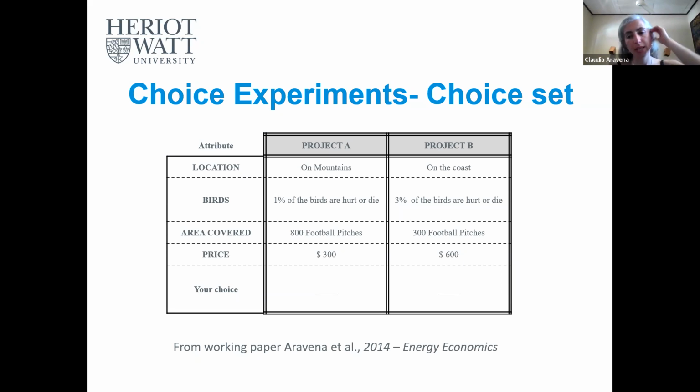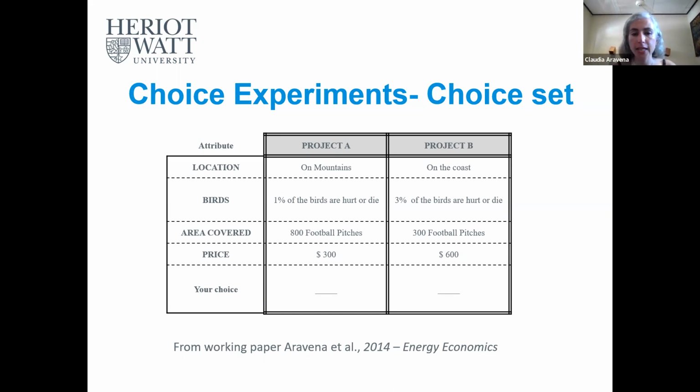So for example, let's look at this choice set. This is a choice set I used for one of my research projects on wind power development. You have two projects here. We didn't put a status quo. Why? Because at that time, in the place where we were applying this, they were going to install a wind farm, so not installing a wind farm was not an option. Status quo is not an option, so we don't use it.